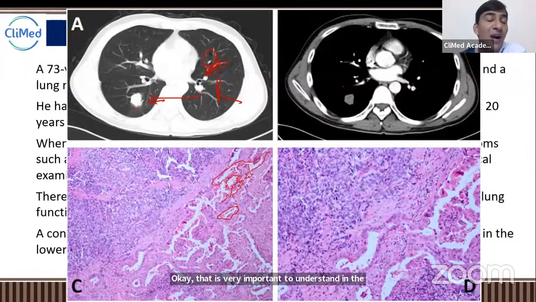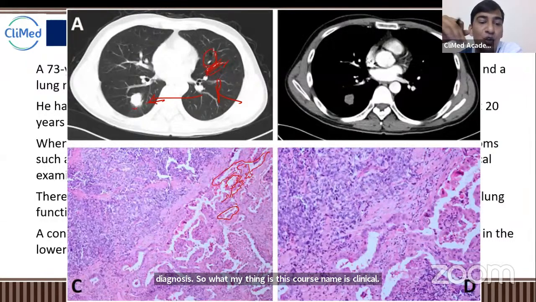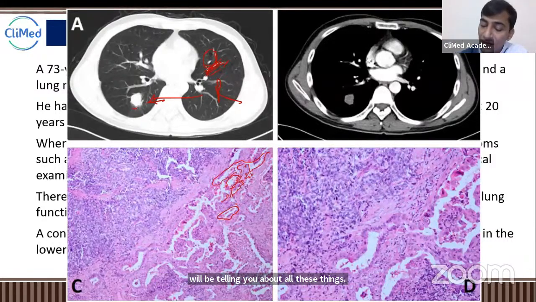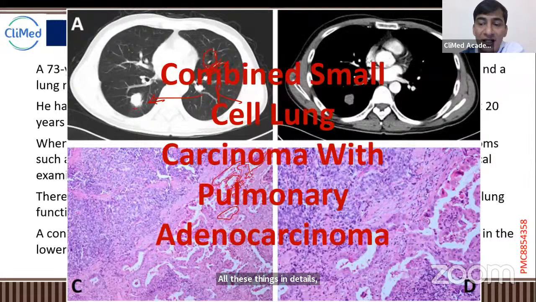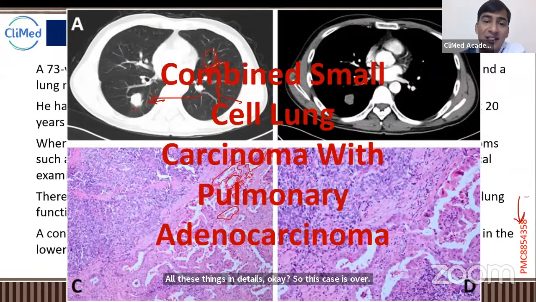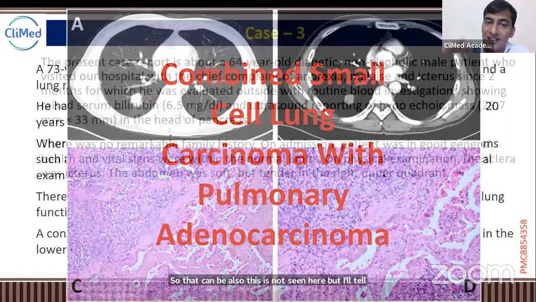This course is clinical, this is the oncology part, and here we'll be telling you about all these things in detail. So this case is over. The case ID is here, you can read this case with this PMID. This case is combined small cell lung carcinoma with pulmonary adenocarcinoma. I'll take it completely in the classes. Now, third case, guys.